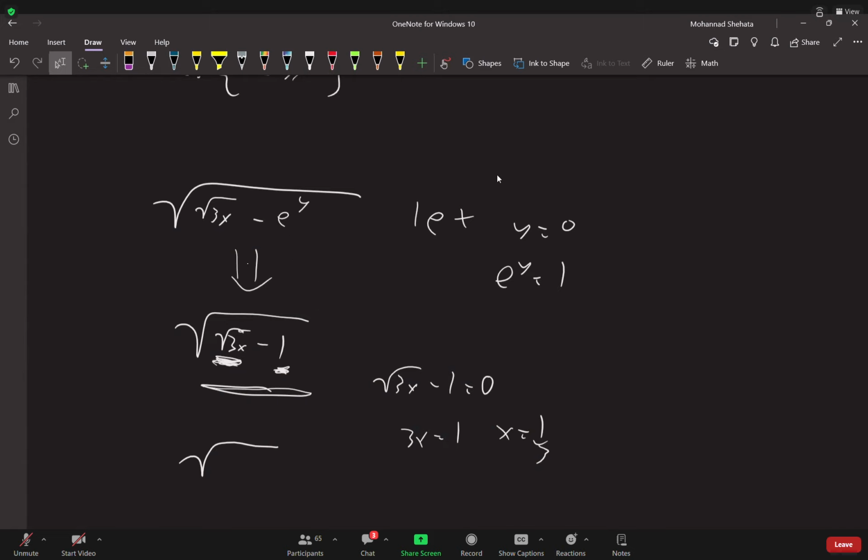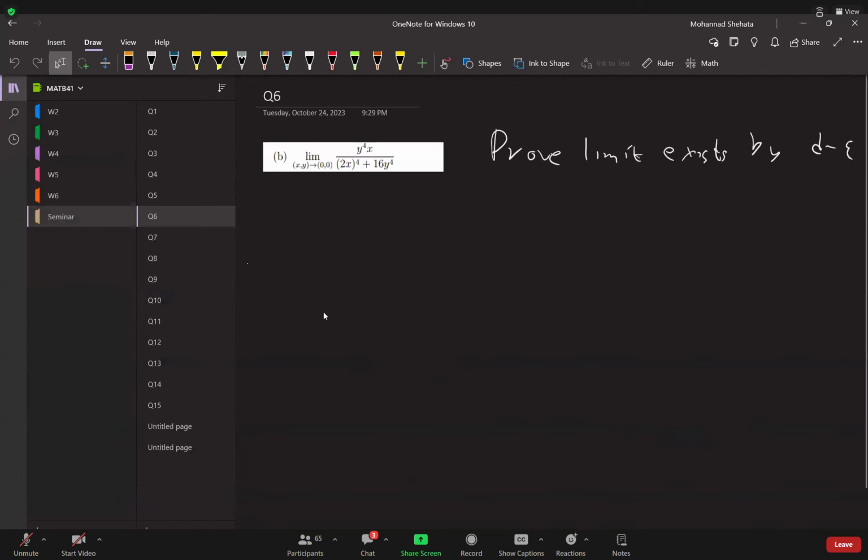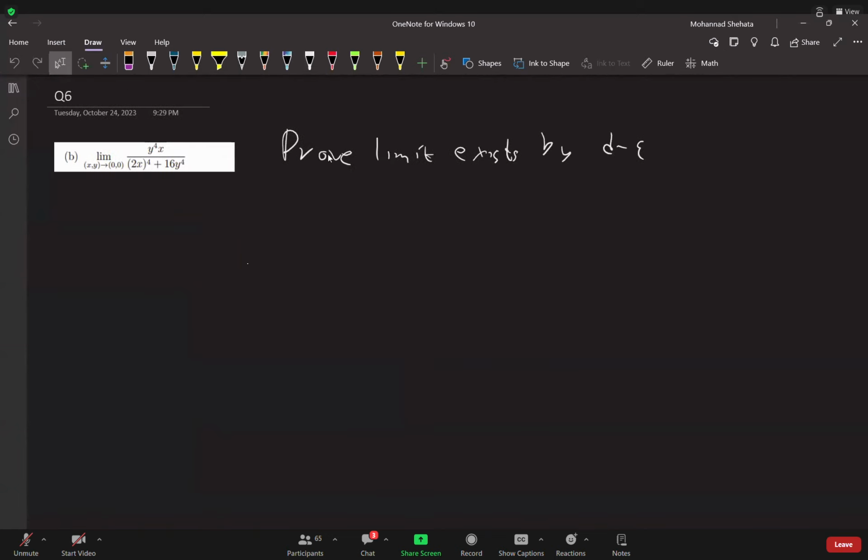If so, let's discuss the next problem. I want you to prove that this limit exists by delta epsilon. I'll give you 5 minutes. Don't supply the whole proof. Just tell me what epsilon would be. Sorry, what delta would be, because you base delta on the choice of epsilon.